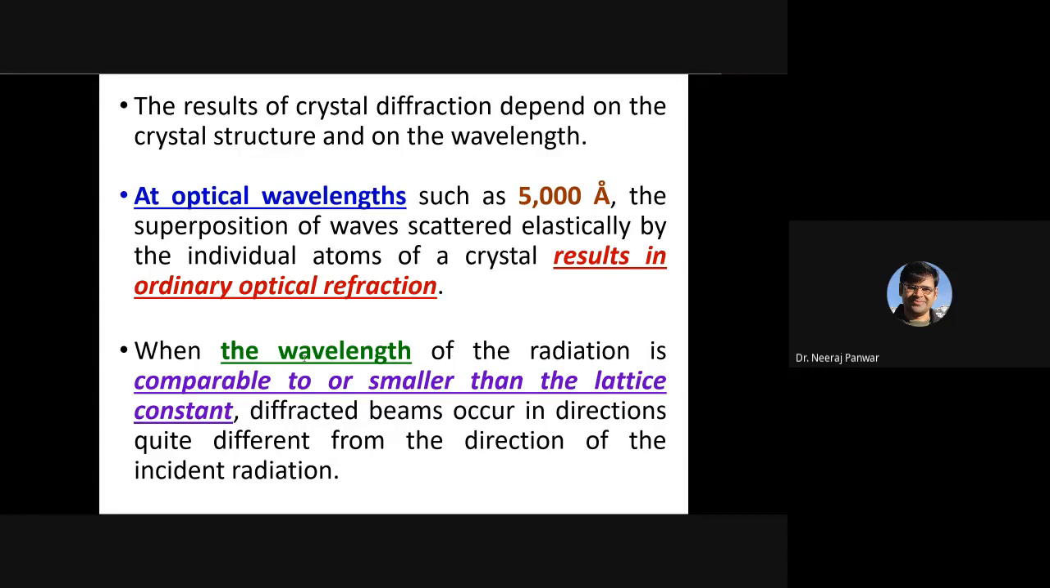However, when the wavelength of the incident radiation is comparable to, or smaller than, the lattice constant, diffraction will occur in directions quite different from the direction of incident radiation.